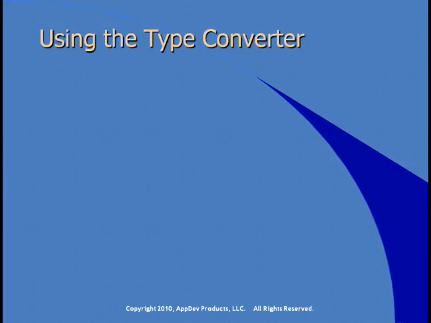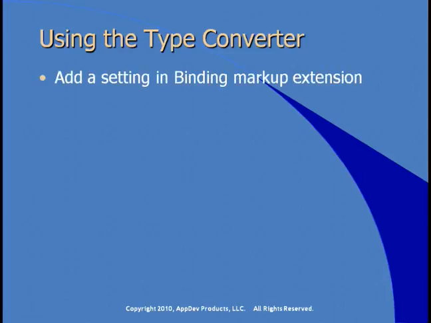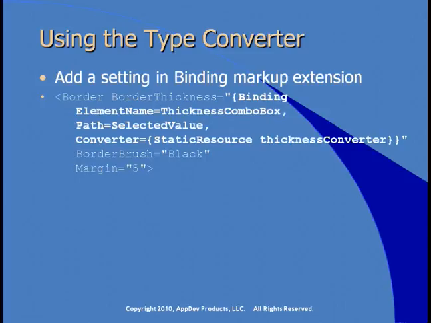So you've seen how we set up the resource that refers to the thickness converter. You've seen how we created the converter itself. Just a reminder how we use the type converter. To do that, you add a setting in the binding markup extension that looks something like this. We have binding, element name equals thickness combo box, that's where we're getting the value from, path equals selected value, that's the property of the combo box we're retrieving from, and then converter equals, and we specify a static resource in curly braces like we always do for static resources.